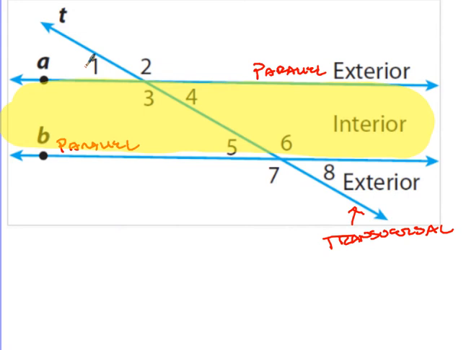So if I were to look at angle 1 right here and angle 8, these are both exterior and they're on opposite sides of the transversal. That means alternate. So because one's on the left side of the transversal, one's on the right side of the transversal, they're on alternate sides of the transversal, and they are exterior angles. So angle 1 and angle 8 are alternate exterior angles.